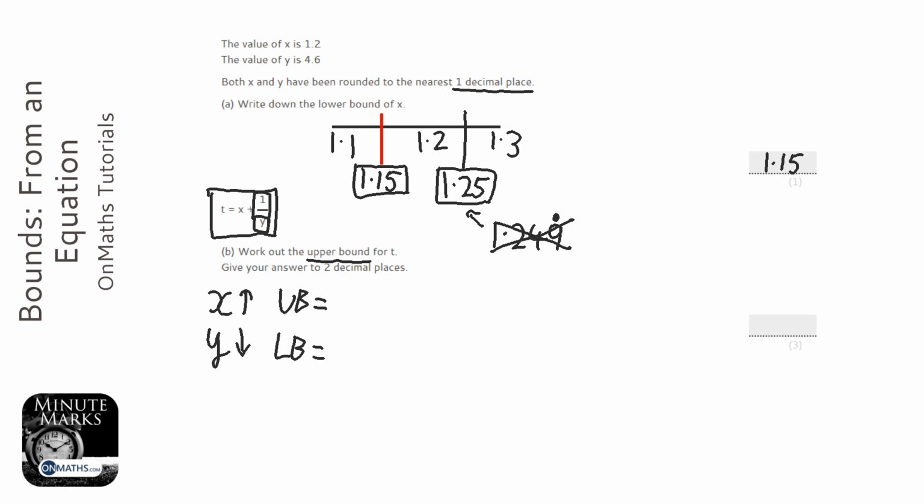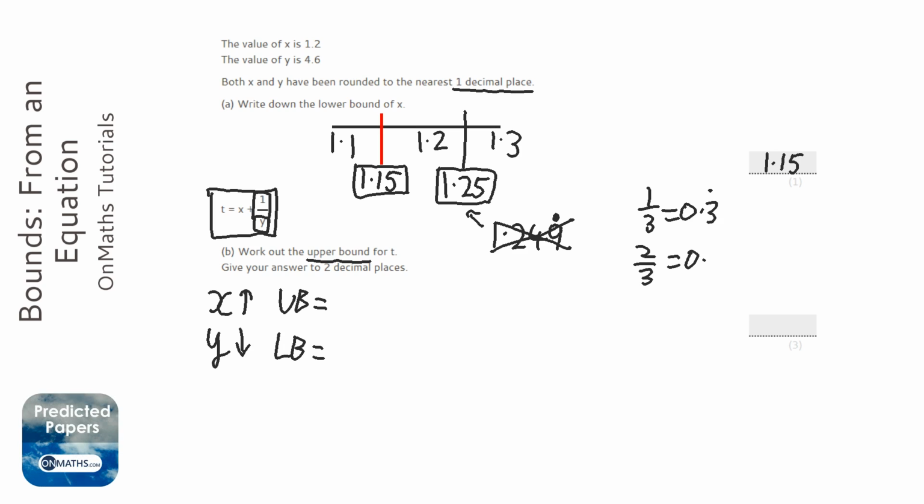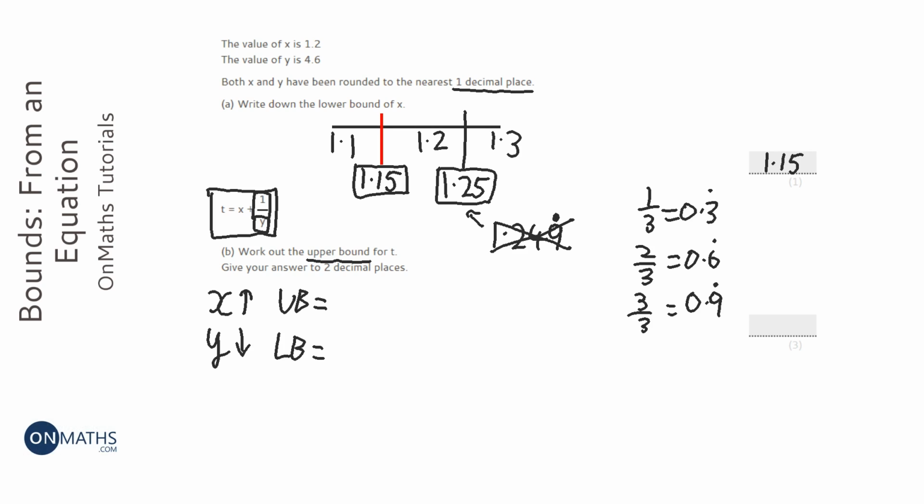Now if you don't believe me, a little side note: a third is 0.3 recurring, 2/3 is 0.6 recurring. Following the same pattern, 3/3 would be 0.9 recurring. But we know 3/3 is the same as 1. So 0.9 recurring is the same as 1. There is no difference, and that's very difficult to get your head around. Anyway, side note over. So the upper bound of x is 1.25.